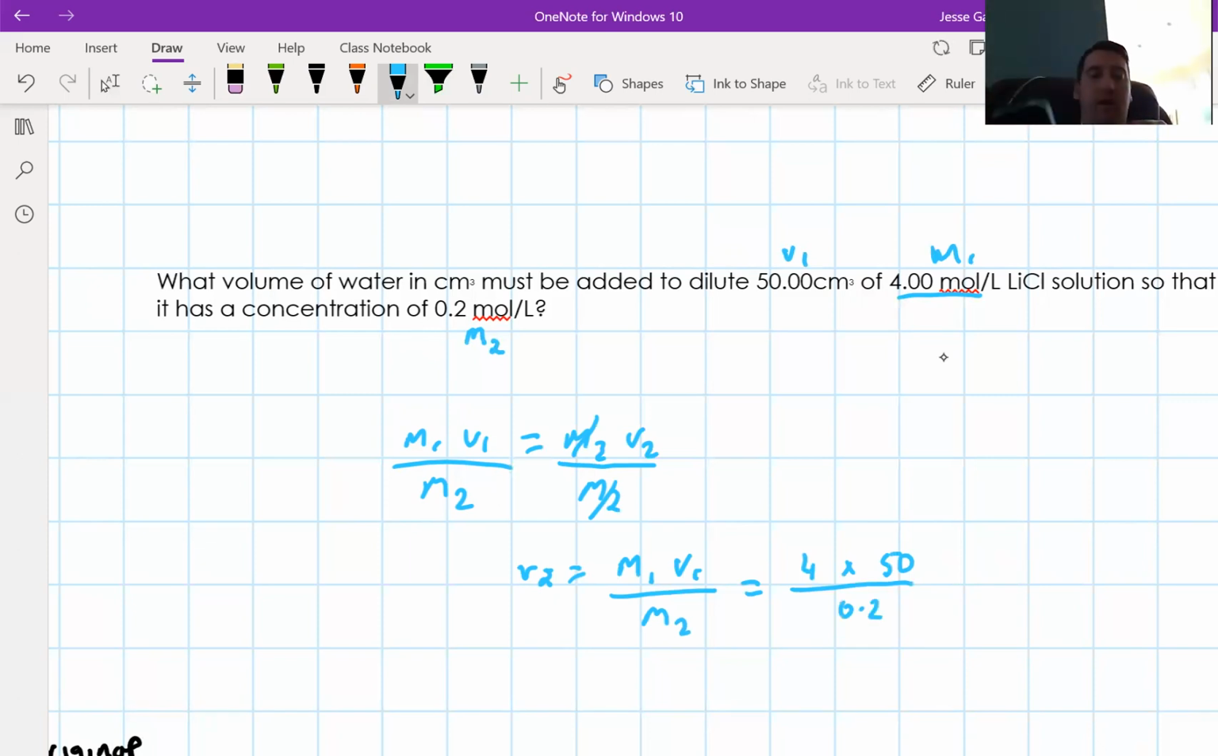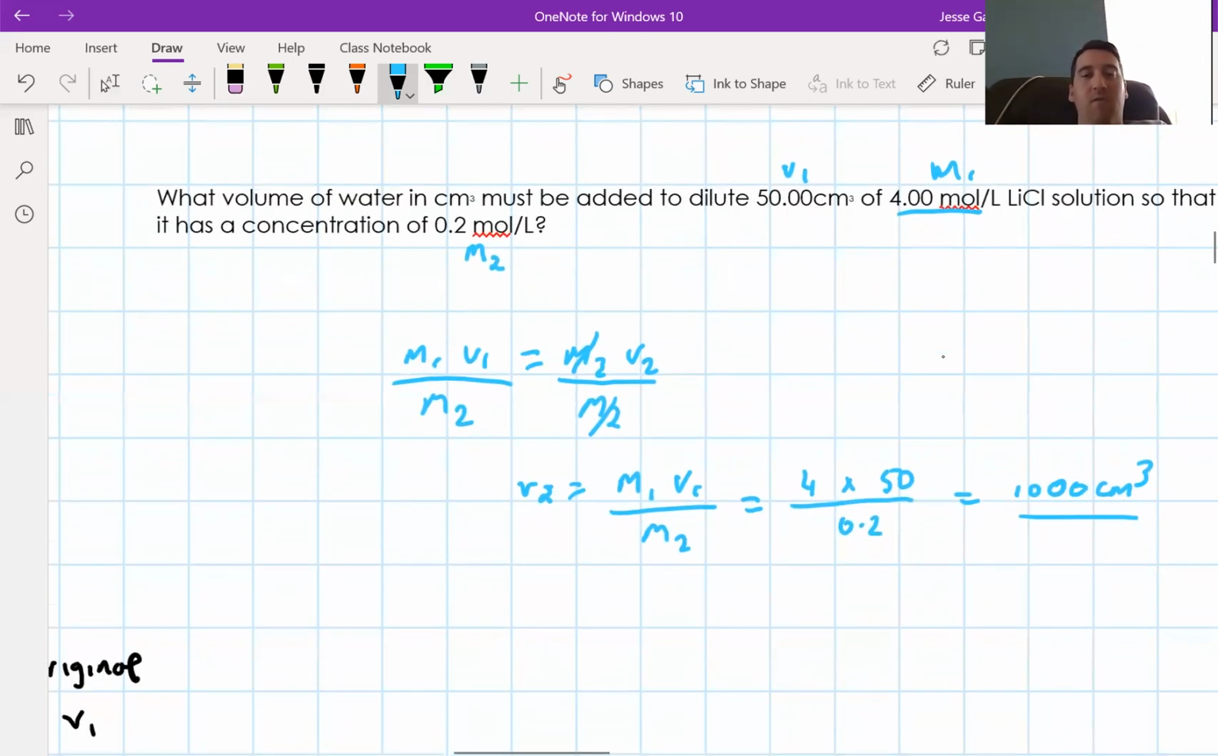So when I do that, I'm getting 1,000 centimeters cubed. 1,000 centimeters cubed is my final volume. My original volume was 50 centimeters cubed. So I want to find out how much water was added. Water added equals my final volume, V2, take away my original volume, V1. So it's 1,000 take away 50. It's 950 was how much was added.